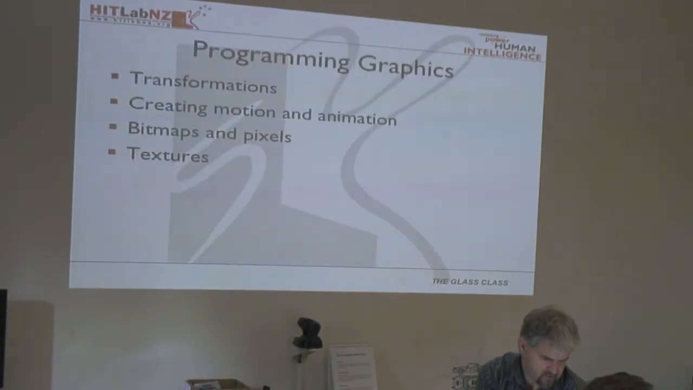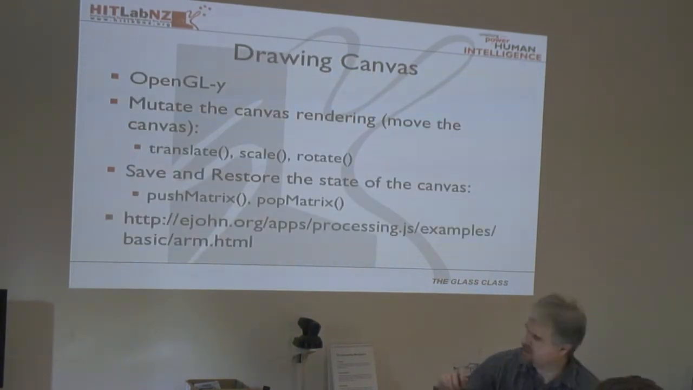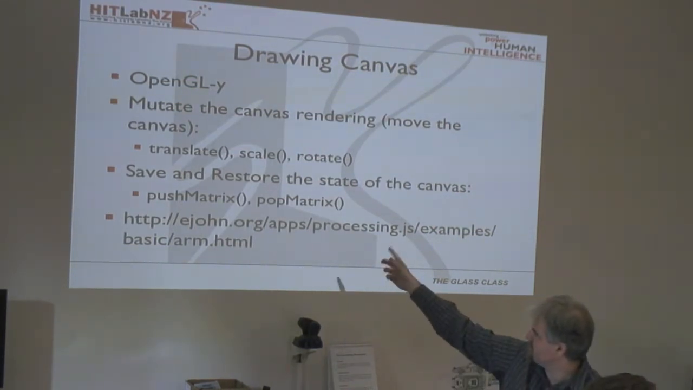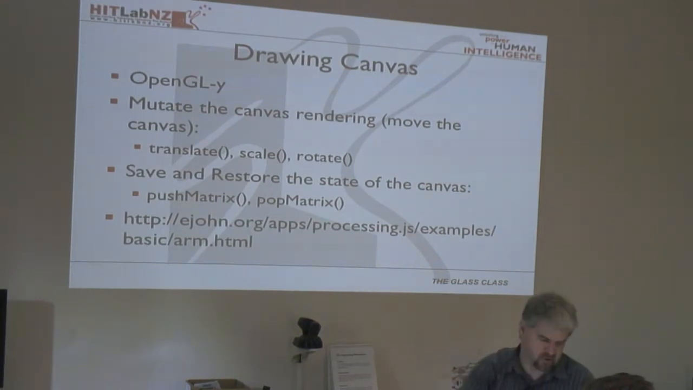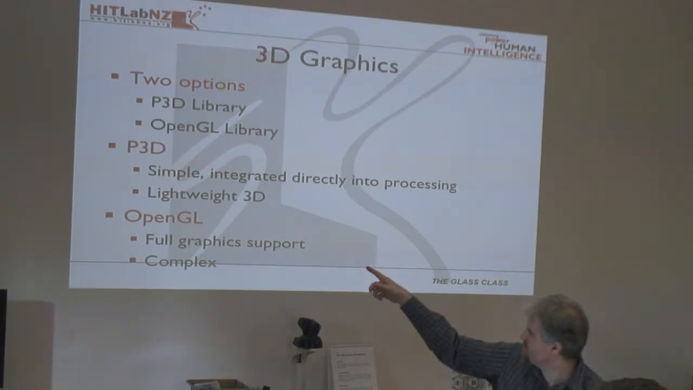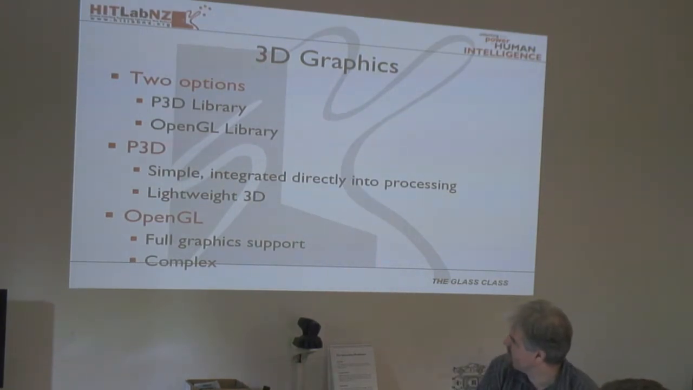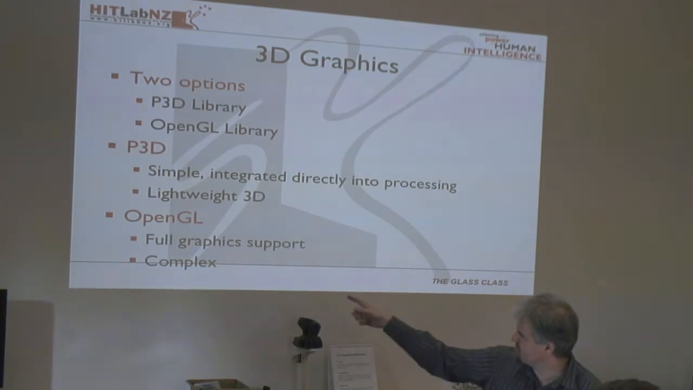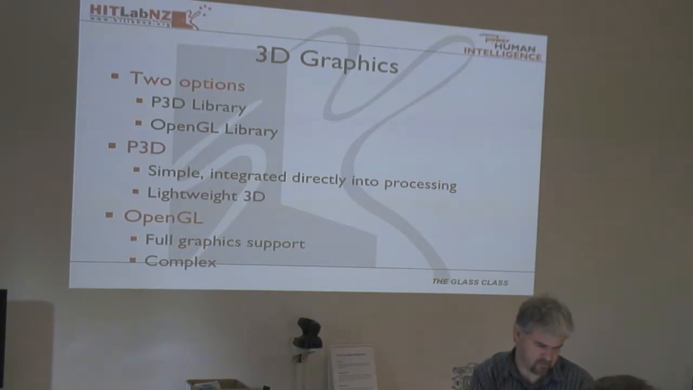So just a little bit on graphics. Processing supports both 2D and 3D graphics, and it lets you do OpenGL-based graphics. So you basically have things like translate, scale, and rotate commands. You can push and pop matrices to store transformations as well. For doing 3D graphics there are two options. You've got the P3D library, which is a very simple, lightweight 3D library. And then if you want to, you can install the OpenGL library and have full graphics support, but OpenGL is a lot more complicated as well.